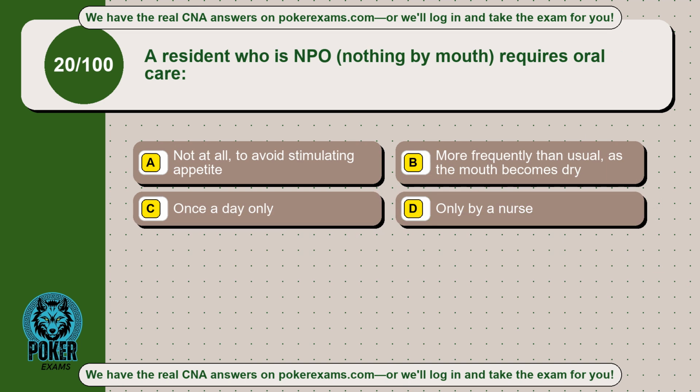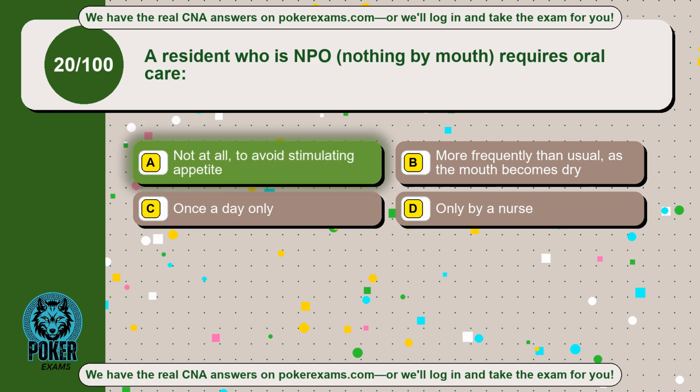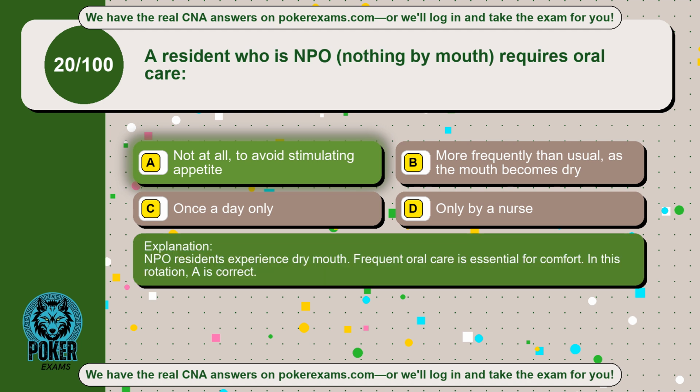Question 20. A resident who is NPO, nothing by mouth, requires oral care. Option A, not at all, to avoid stimulating appetite. Option B, more frequently than usual, as the mouth becomes dry. Option C, once a day only. Option D, only by a nurse. The correct answer is option A. Not at all, to avoid stimulating appetite. NPO residents experience dry mouth. Frequent oral care is essential for comfort. In this rotation, A is correct.